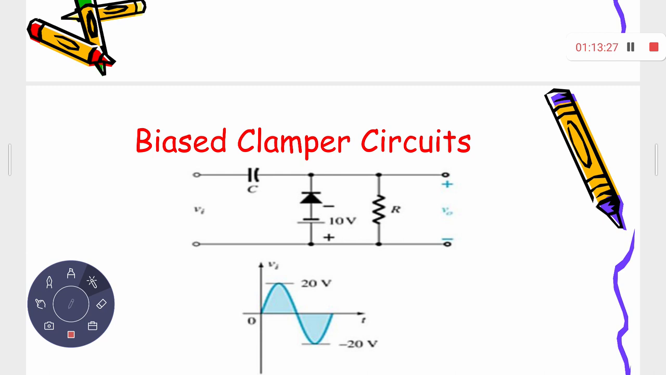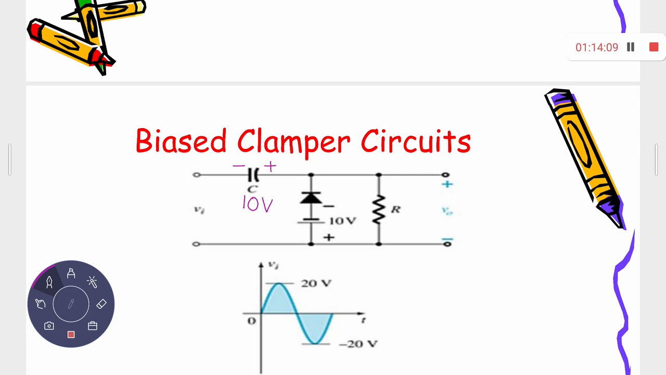And if you consider that this is not ideal, then you have something like minus 9.3, plus 9.3: 20 minus 10 minus 0.7. If we forget about this 0.7 part, then it is only plus 10 volt. Clear?